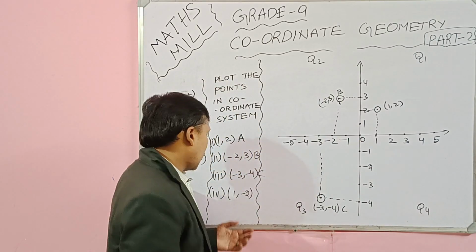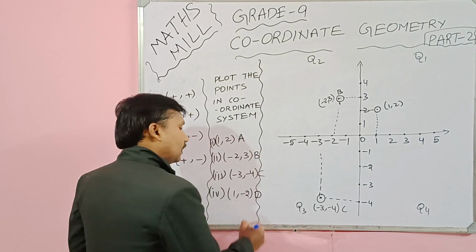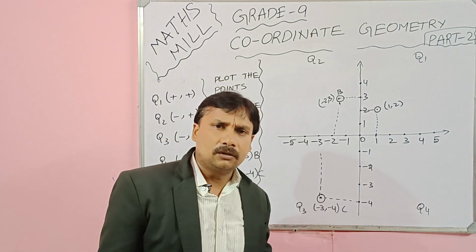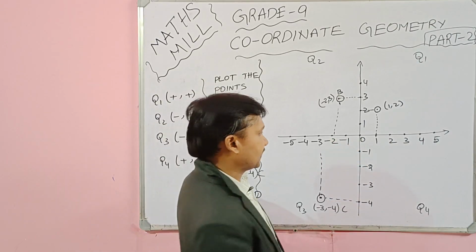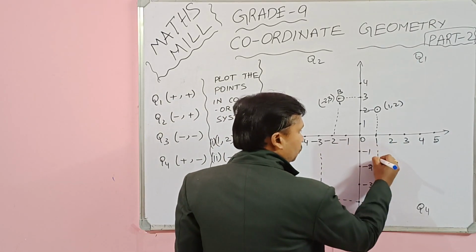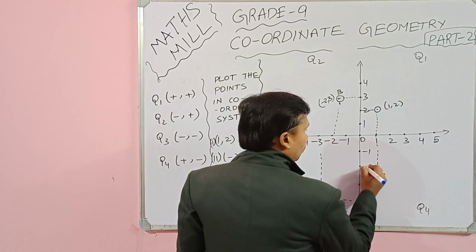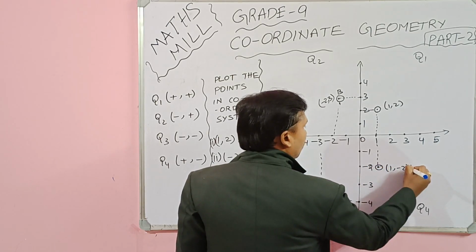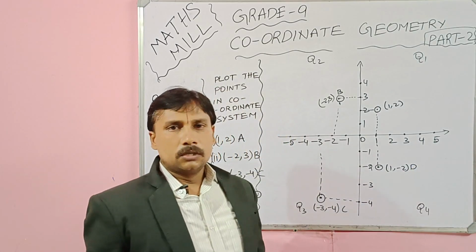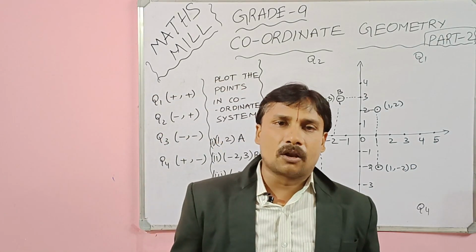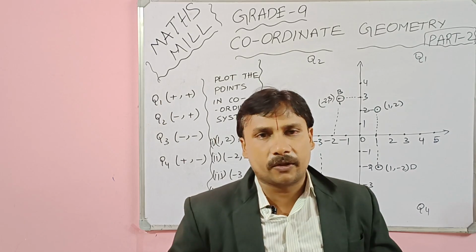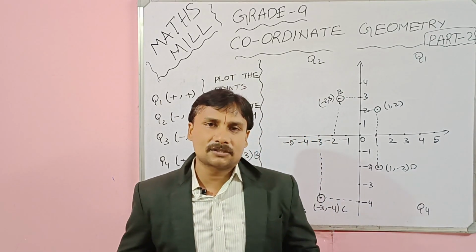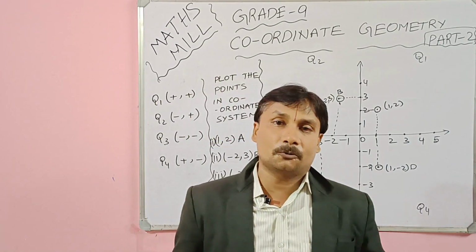Now coming to the next point, let us name it D: 1 comma minus 2. As usual, choose 1 from the x-axis and minus 2 from the y-axis. So this is the point 1 comma minus 2, let it be D. Hope my students are following how to plot the points. If you know how to plot the points, the concept is very easy for you.